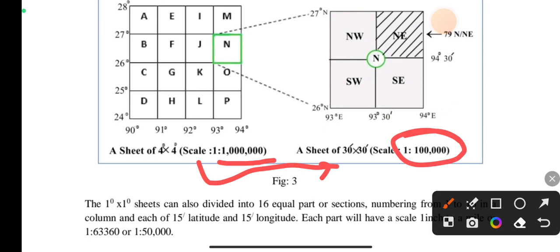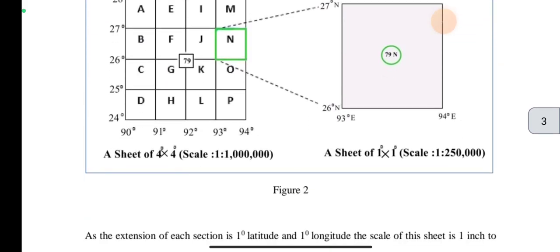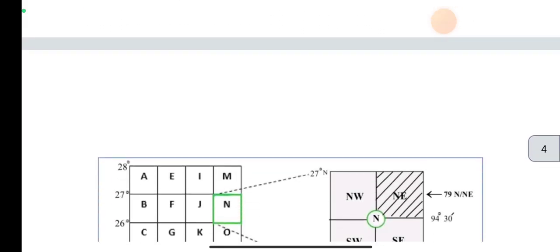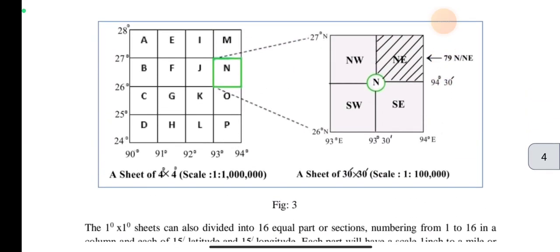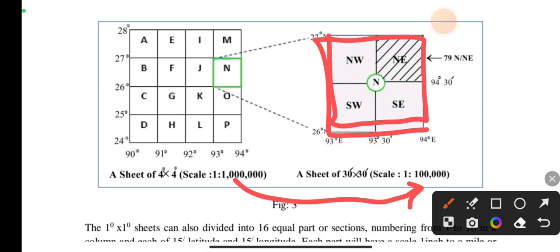One lakh, okay, it is showing 1 lakh, but I think there is a mistake. You can see here, it has 10 lakh. So we are getting 1 is to 2,50,000. So definitely this is the 2,50,000 map. The scale here is 2,50,000 from 10 lakh, not 1 lakh.